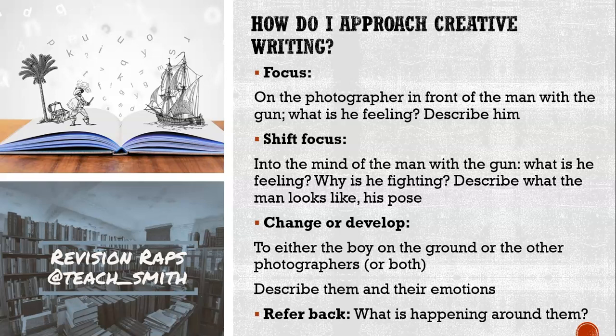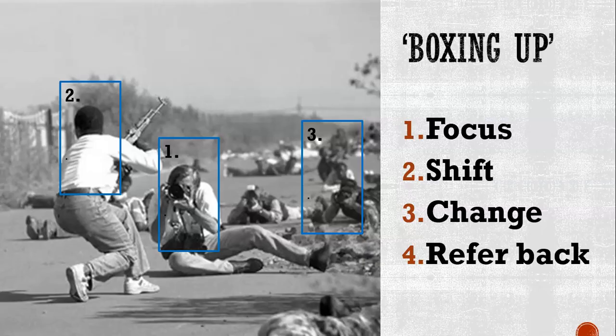Describe them and their emotions, and then refer back. What is happening around them? What does the boy on the ground or the other photographers think about the first photographer or the man fighting? So a recap then. Remember: focus, shift, change, refer back.